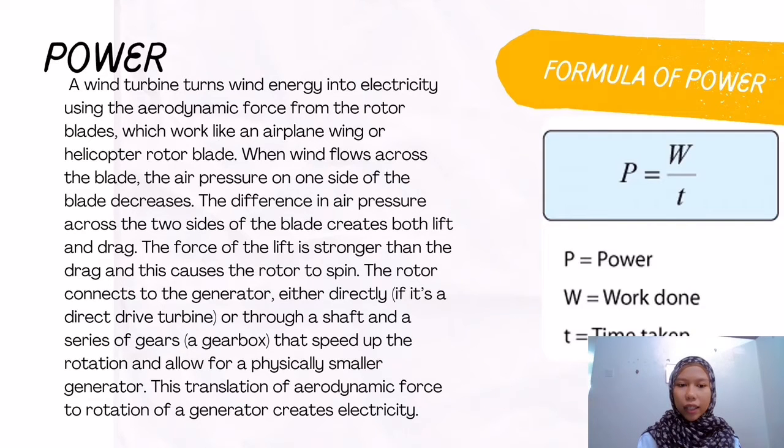The rotor connects to the generator either directly, if it's a direct drive turbine, or through a shaft and a series of gearboxes that speed up the rotation and allow for a physically smaller generator. This translation of aerodynamic force to rotation of a generator creates electricity.